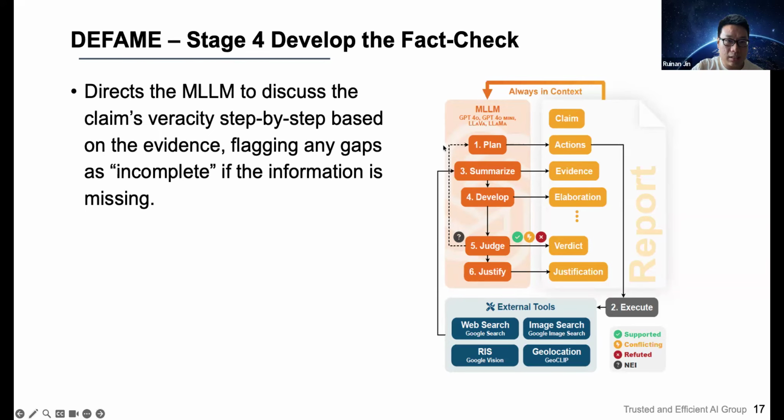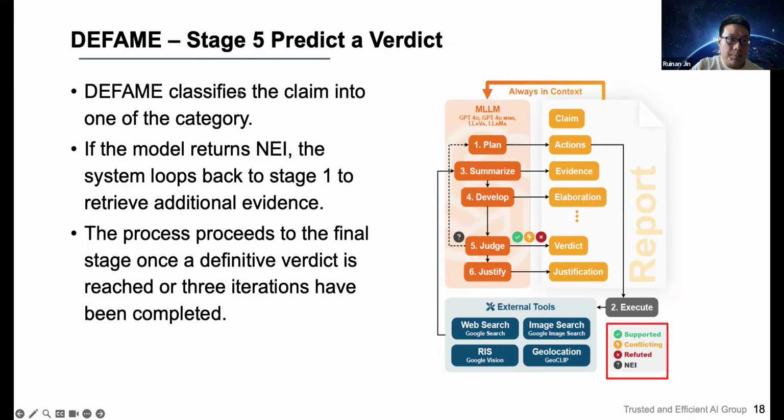So next, after we have the previous report, the framework can classify the claim into one of these categories: supported, conflicting, refuted, and NEI. If there is not enough information, then the system will loop back to stage one to retrieve additional evidence. And this process will proceed to the final stage once a definitive verdict is reached or three iterations have been completed. So they have a back loop here.